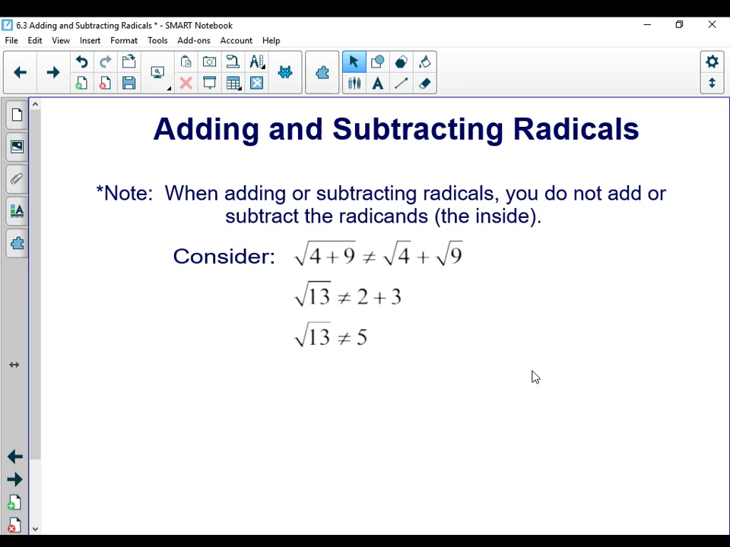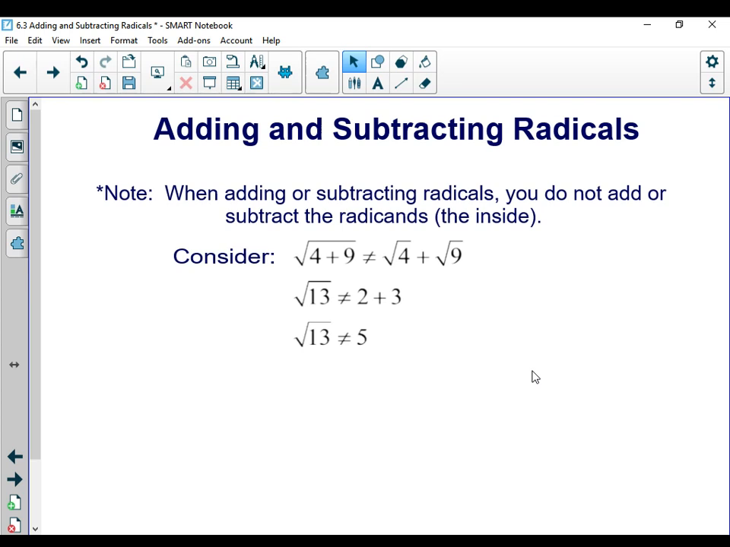So if you look at their example and say, well, if I take the square root of 4 plus the square root of 9, that means the square root of 13. No, that's not the same case. Because if you take the square root of 4, that's 2, and the square root of 9 is 3. Square root of 13 is definitely not 5. Okay? So when adding and subtracting radicals, we do not just add or subtract the numbers inside the radical like we did yesterday. Okay? That's a little bit different from what we were doing yesterday.